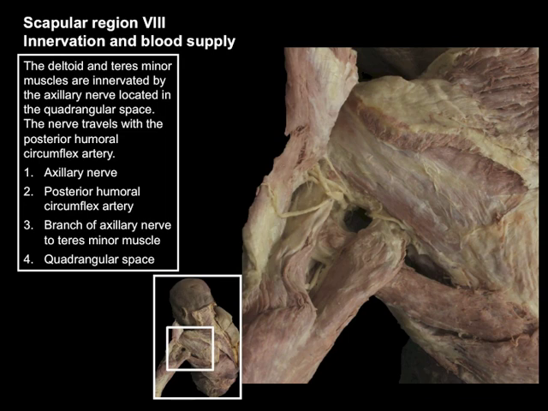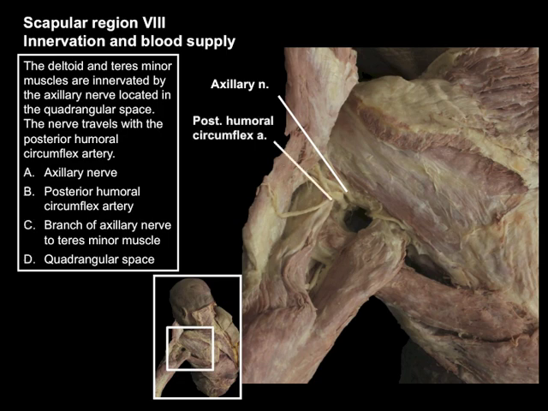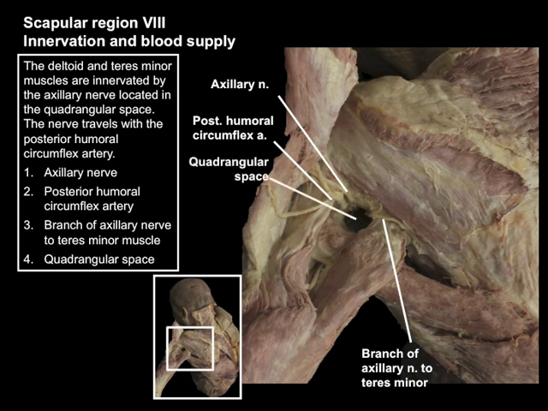The deltoid and teres minor muscles are innervated by the axillary nerve, located in the quadrangular space. The nerve travels with the posterior humeral circumflex artery. Here's the axillary nerve, posterior humeral circumflex artery, the branch of the axillary nerve to the teres minor muscle, and the quadrangular space from which the nerve and artery emerge.